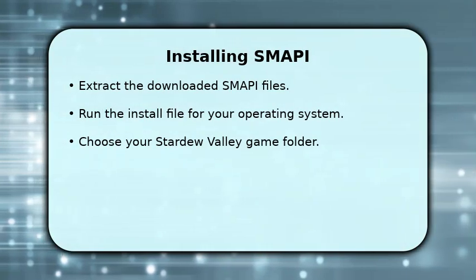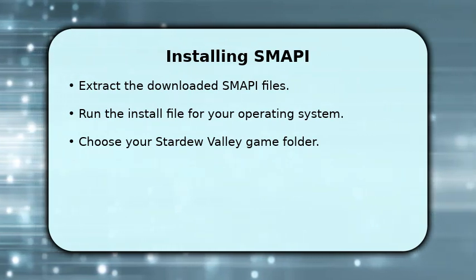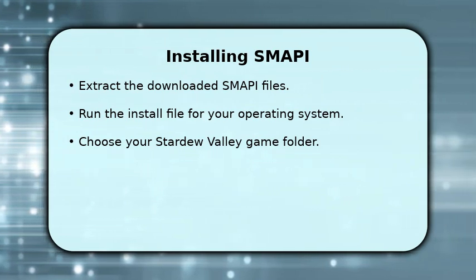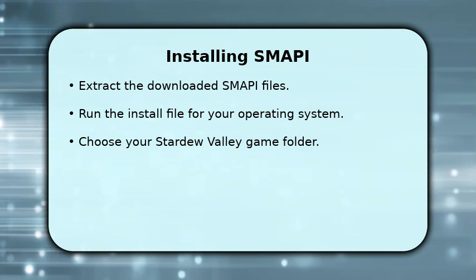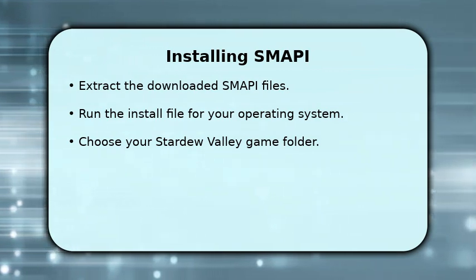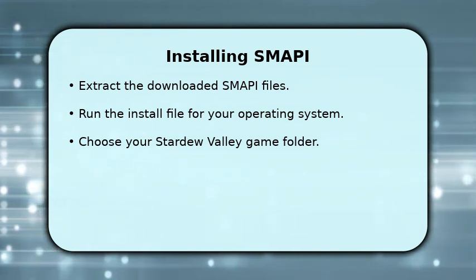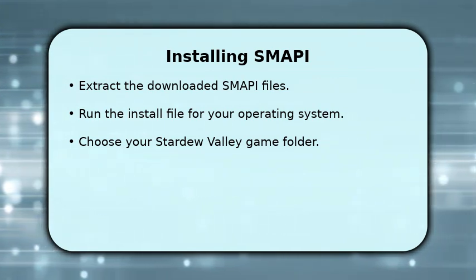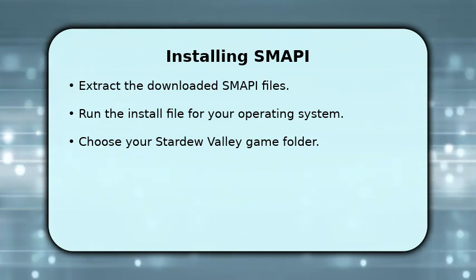After downloading, extract the SMAPI files from the compressed folder. Inside, you'll find an executable file, typically named Install on Windows, BAT, or similar for other systems. Run this file and follow the on-screen prompts. The installer will ask you to locate your Stardew Valley game directory. It's usually found in your Steam or GOG Games folder. Confirm the path to complete the installation.